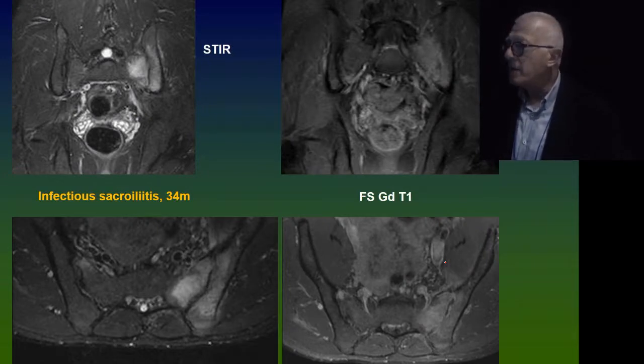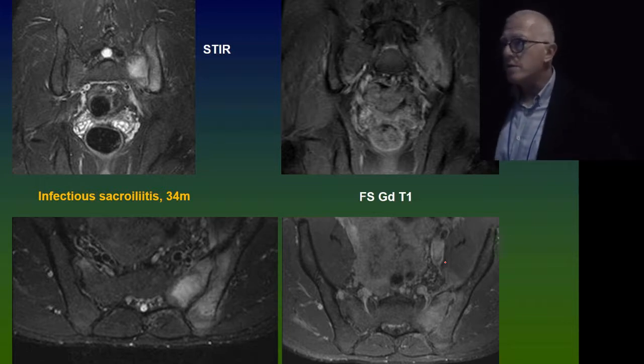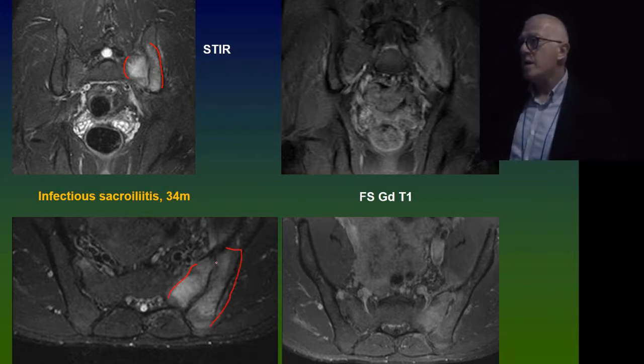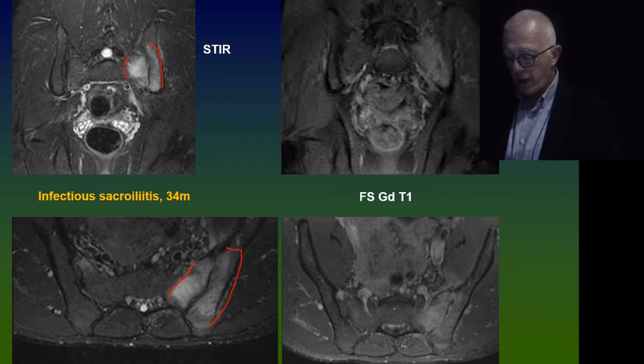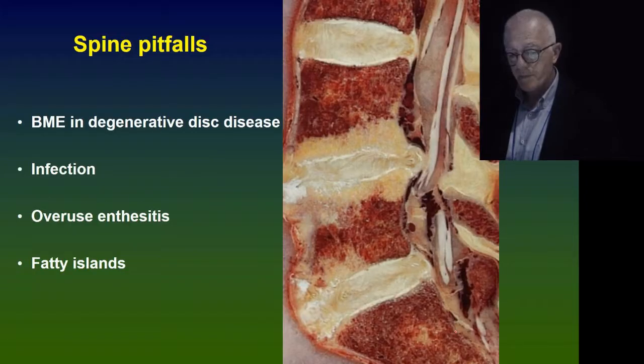Infectious sacroiliitis can be suspected when there is florid edema and enhancement. Here you see that the bone marrow edema is extensive and unilateral. As we mentioned previously, unilateral and florid edema suggests infection. Almost always this is the correct diagnosis. There is also enhancement of this area.